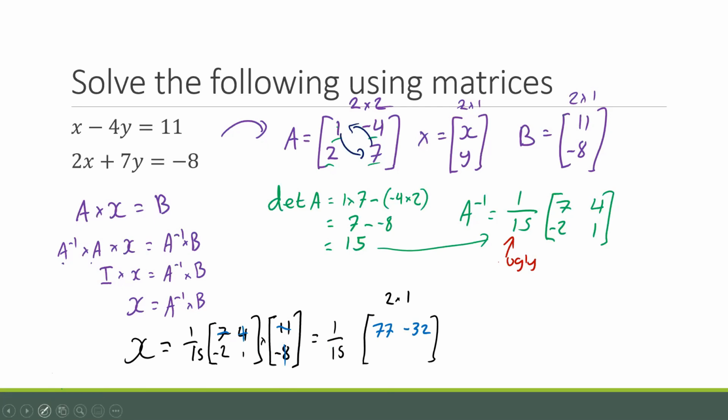I do the same thing in red. I go negative 2 times 11, it's going to be negative 22. And then 1 times negative 8 is going to be negative 8. And then I just have to simplify these.